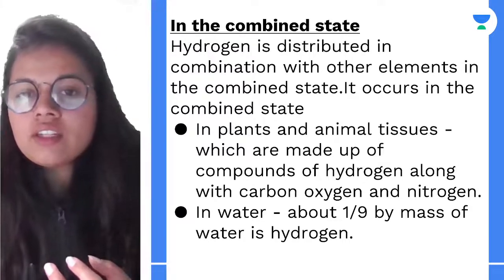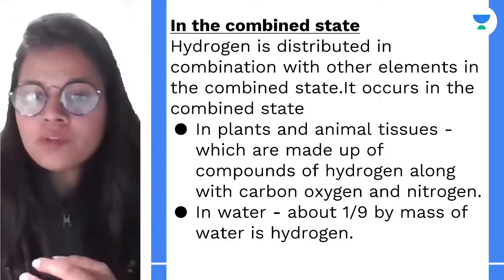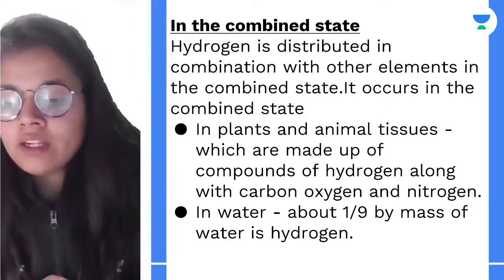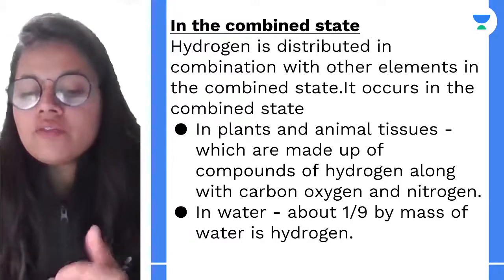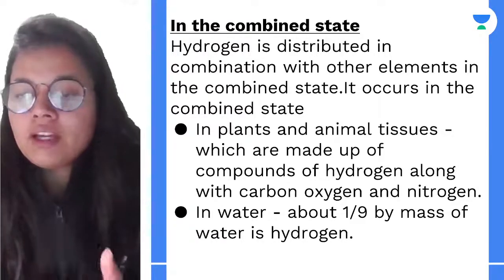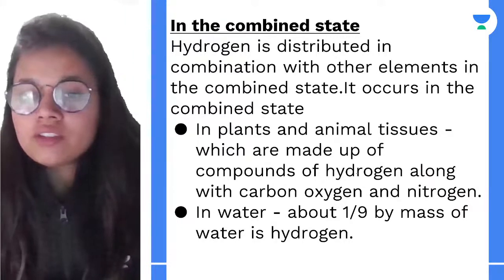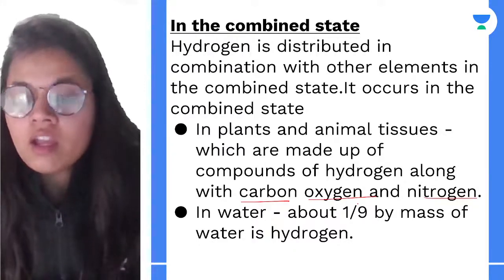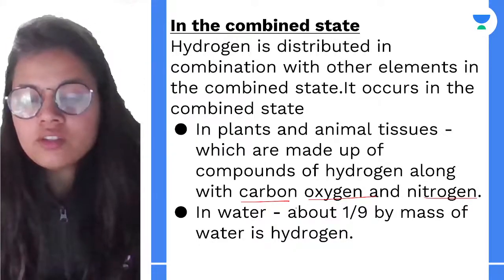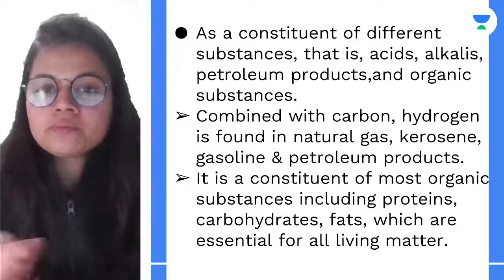Now talking about the combined state. Hydrogen is actually present in combination with other elements. So how can we find hydrogen in the combined state? First of all, we can find it in plant and animal tissues, which are made up of compounds of hydrogen along with carbon or oxygen or nitrogen. It is of course present in water, so 1/9 of the mass of water is hydrogen.